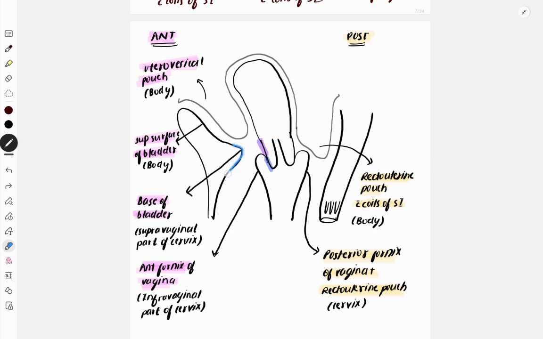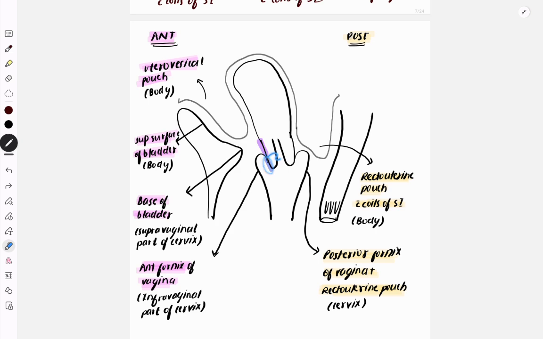Next one is the base of the bladder, and the last one is going to be the anterior fornix of vagina. So the one which is related to the body of uterus is the uterovesical pouch and the superior surface of the bladder. This part is called the supravaginal part of the cervix, as already discussed, because it is present above the vagina. It is related to the base of the bladder. This posterior surface of the bladder is also referred to as the base of the bladder, and therefore the supravaginal part of the cervix is situated just behind the base of the bladder.